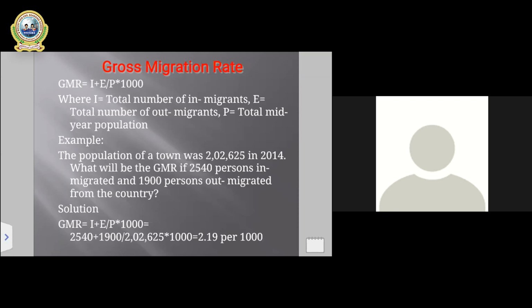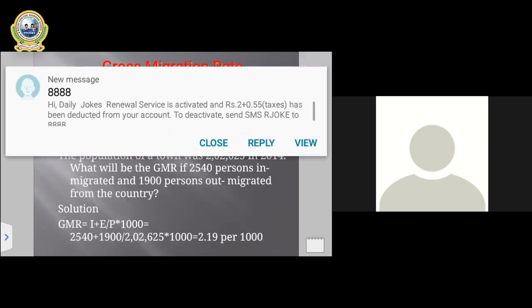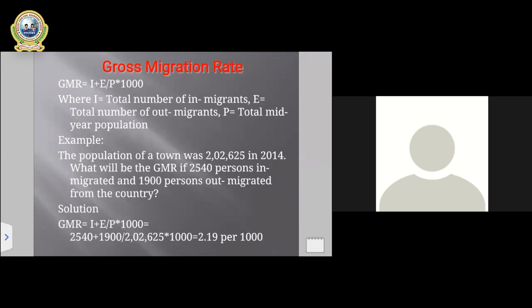It's very simple, very easy. Because, as I told you, in the net migration rate we have to subtract: incoming minus outgoing divided by P multiplied by 1000. Gross means sum. In sum, we have to do addition. So GMR equals I plus E divided by P multiplied by 1000, right?